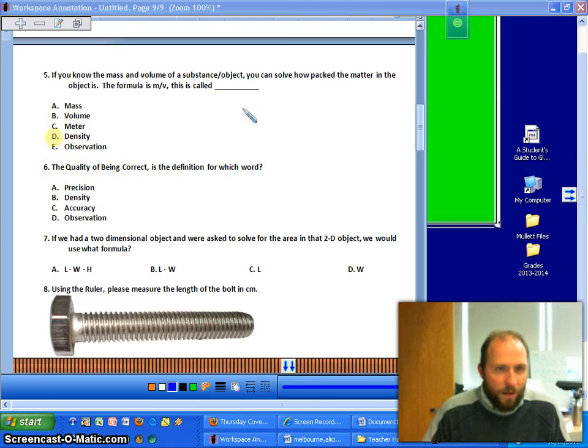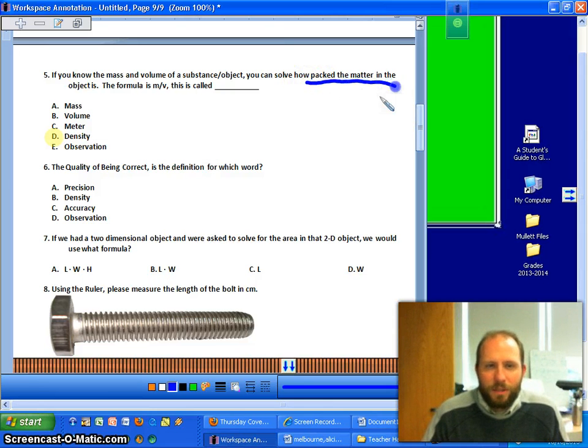Reason being, it's the only one here that has an actual formula associated with it. All the other ones are just units, or what you would actually measure, and this is just an observation that doesn't make any sense. So density is the best answer here. Plus, density is how packed the matter in an object is.